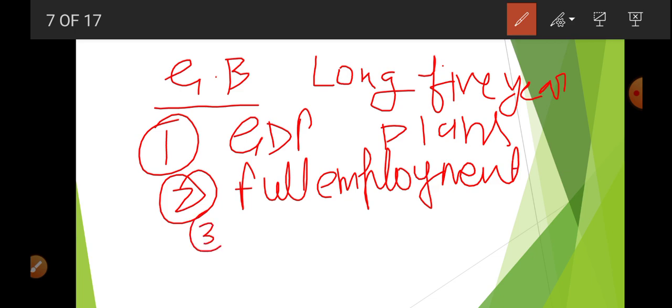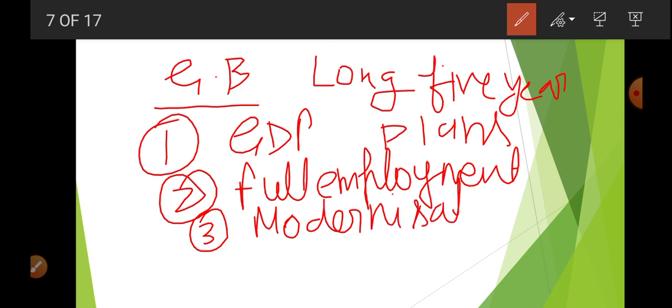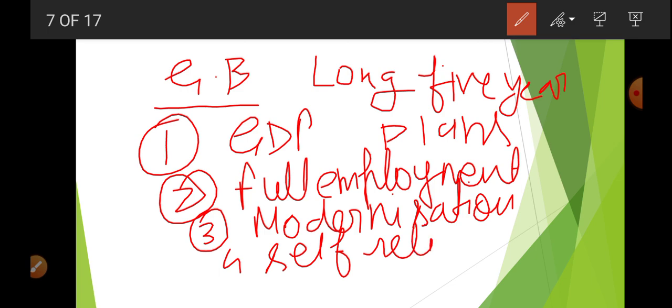Third is modernization. Fourth is self-reliance. Okay. So actually these are the objectives of the budget also. If you forget the appropriate word, whatever is written in the book, directly use these.